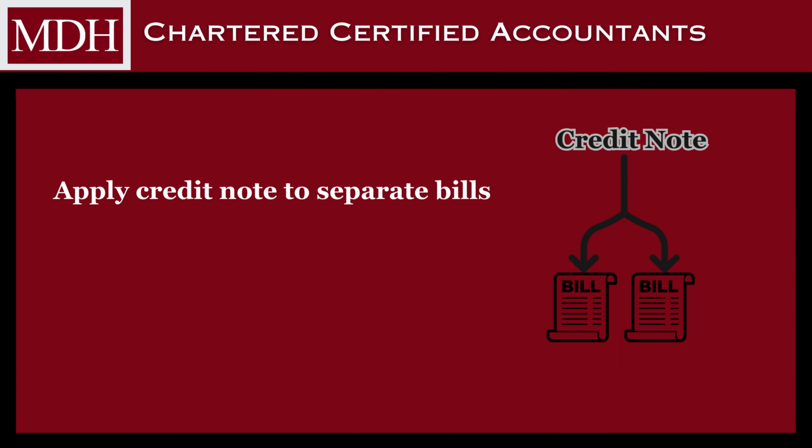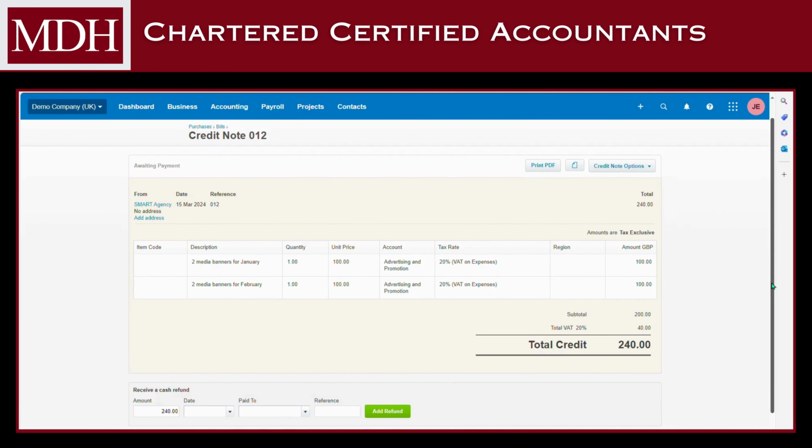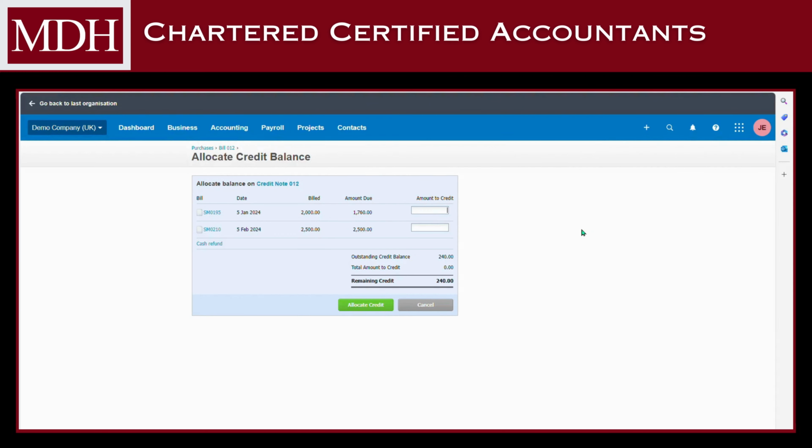Next, we'll apply one credit note to 2 separate bills. In this example, we have a credit note for 2 media banners for January and February, which are on separate bills. What we will do is apply this credit note to each of the bills for January and February, which totals £120 for January and the same for February.